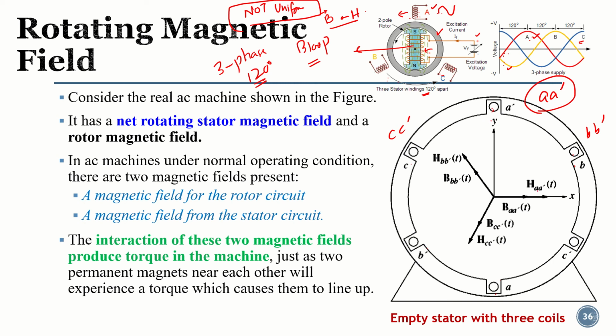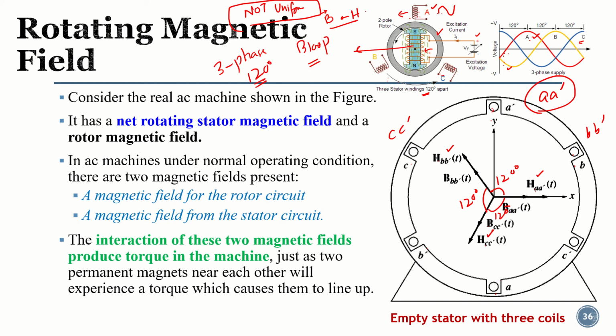Here, for example, due to coil A we will have this magnetic field, due to coil B we will have this one, and due to coil C we will have this one. And these magnetic fields, or magnetic field intensities or densities, are 120 degrees phased apart, they are out of phase. They have a 120 degree phase difference because their input supplies have a 120 degree phase difference. So now the stator magnetic field is not uniform.